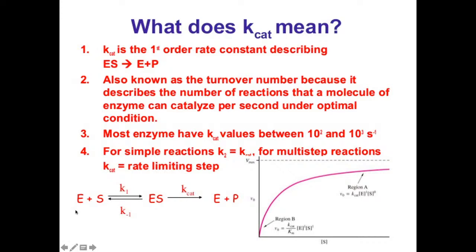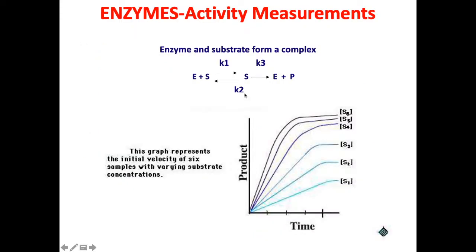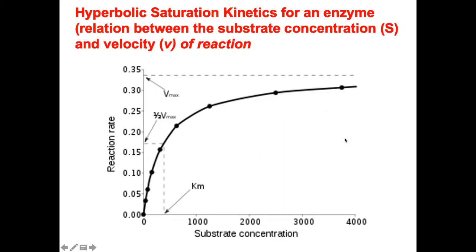So we know E plus S gives rise to ES and ES gives rise to E plus P. So K1 would be the first equilibrium constant, kcat will be another one, and K minus 1 the reversible one. So according to the Michaelis-Menten equation, we will make this hyperbolic curve. This will be region B, region A. We will discuss this in detail. Here K1 is there, K2 is there, K3 is this one, and to find out the Michaelis-Menten equation, a hyperbolic saturation kinetics has been created. This is the relation between the substrate concentration and velocity of a reaction.